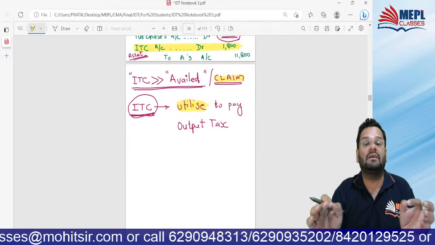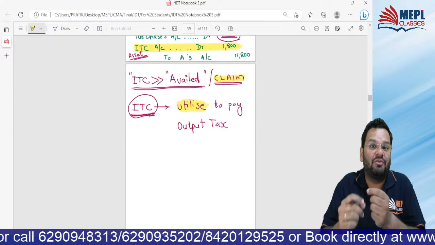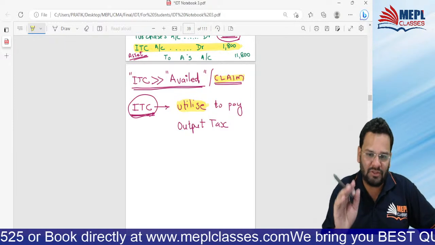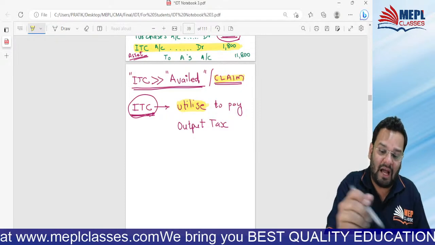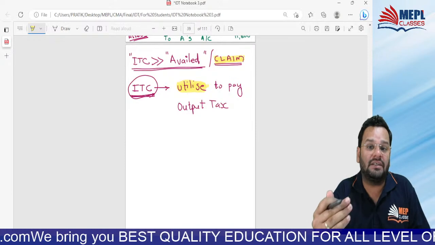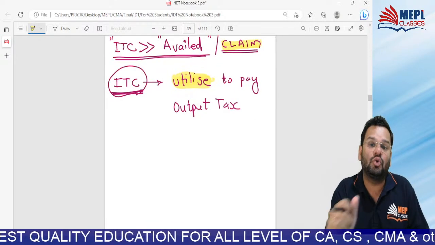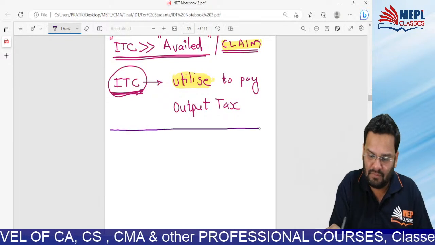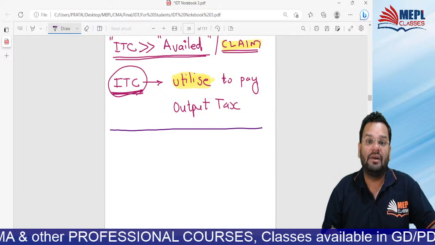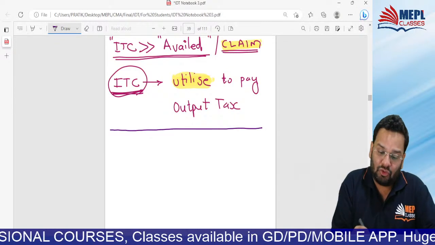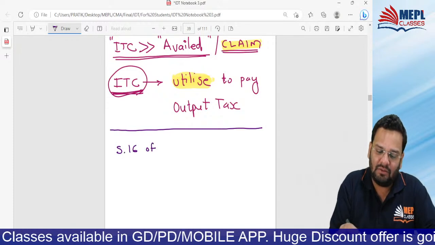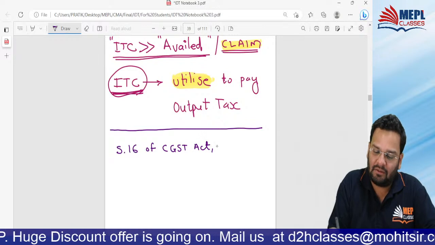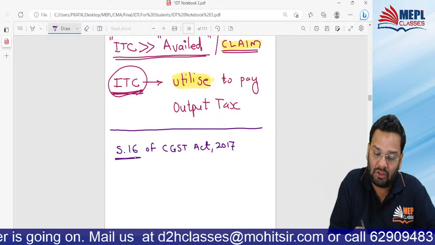So don't you think ITC is a big benefit for the suppliers, for the registered persons? Of course, yes. Now, will that benefit be given by government as it is, or will you have to satisfy some conditions to claim this benefit? Of course, you will have to satisfy the conditions to claim this ITC. So that exactly is discussed in section 16 of CGST Act, 2017.